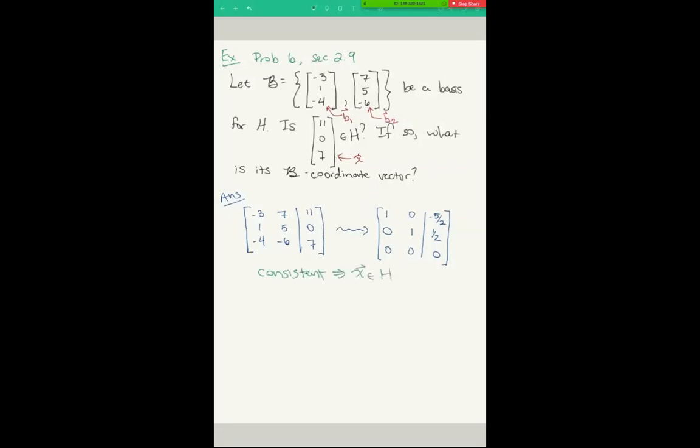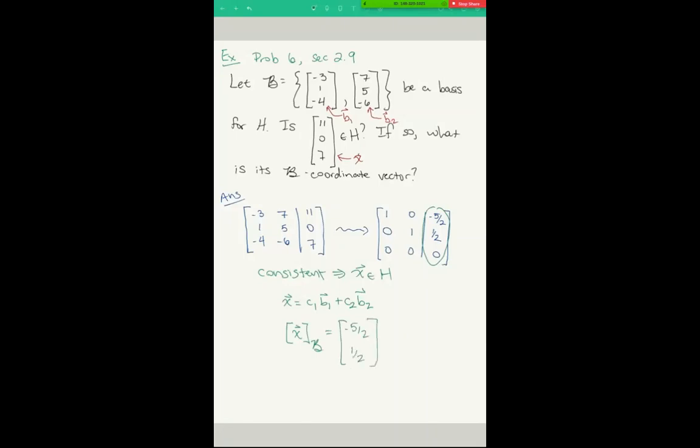So our second question, now that we've decided it's in H, is what are its coordinates with respect to our basis? Well, when we're asking what are its coordinates, what we're really asking is, if we write this as a linear combination, what are these weights c1 and c2 for the basis vectors? Well, that's what we found right here. That's telling us those weights. So in this case, c1 is -5/2 and c2 is 1/2. So if we write our vector x with respect to this basis B, then those coordinates would be -5/2 and 1/2.